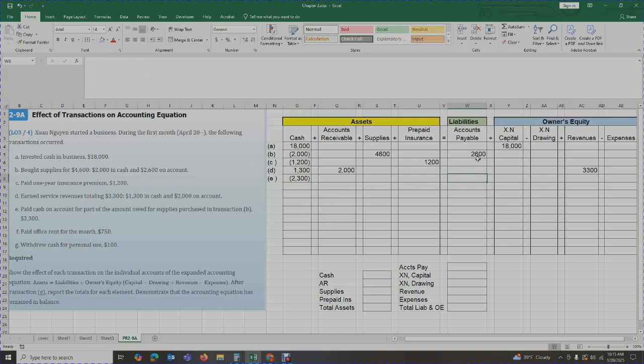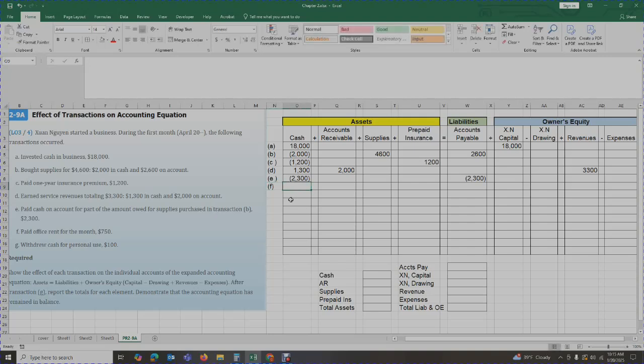Now your accounts payable. You used to owe $2,600. We're going to decrease that by $2,300 because now you owe less money. Okay? So your accounts payable will also be decreased. So if you see for transaction E, on the left hand side, I've got a decrease of $2,300. On the right hand side, I've got a decrease of $2,300. We are in balance. Okay, that is letter E.